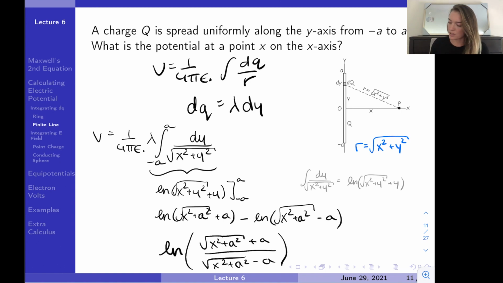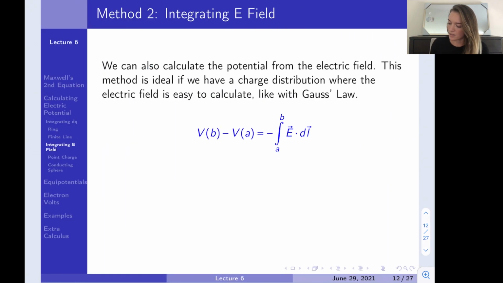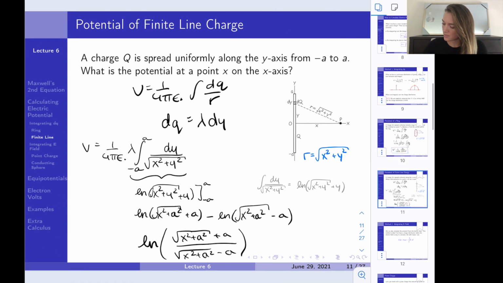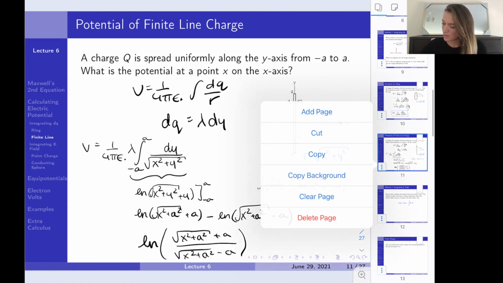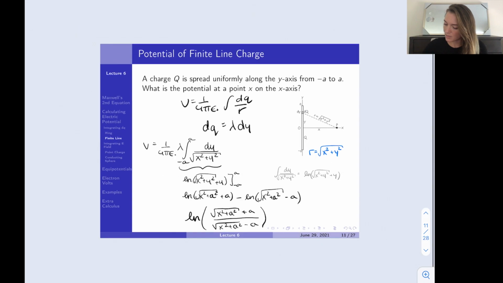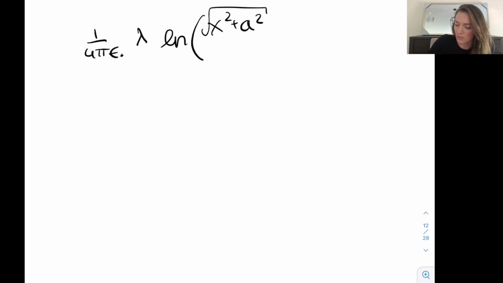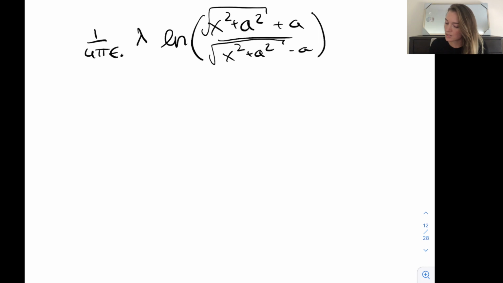And now let's just rewrite everything so it's a little bit clearer. So we'll have 1 over 4 pi epsilon naught. We'll have lambda, and then we have the ln of the square root of x squared plus a squared plus a, over the square root of x squared plus a squared minus a. And then let's replace lambda since lambda wasn't given in our original problem.